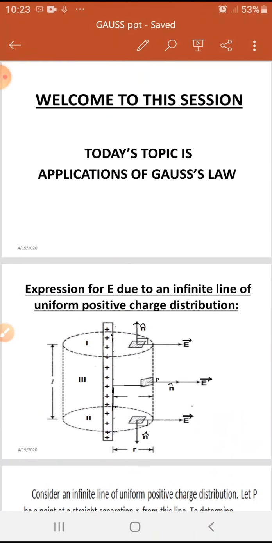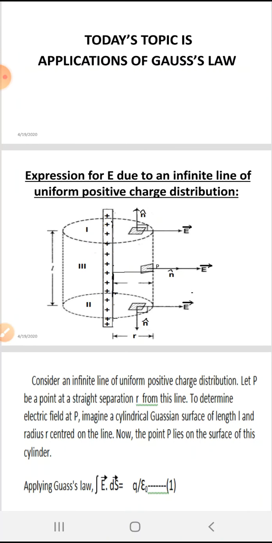Using this mathematical expression, we have to explain the derivation of vector E, first due to an infinite line of uniform positive charge distribution, second due to an infinite thin plane sheet, and third due to a spherical shell. I'm going to start with the first one: derivation of the expression for vector E.